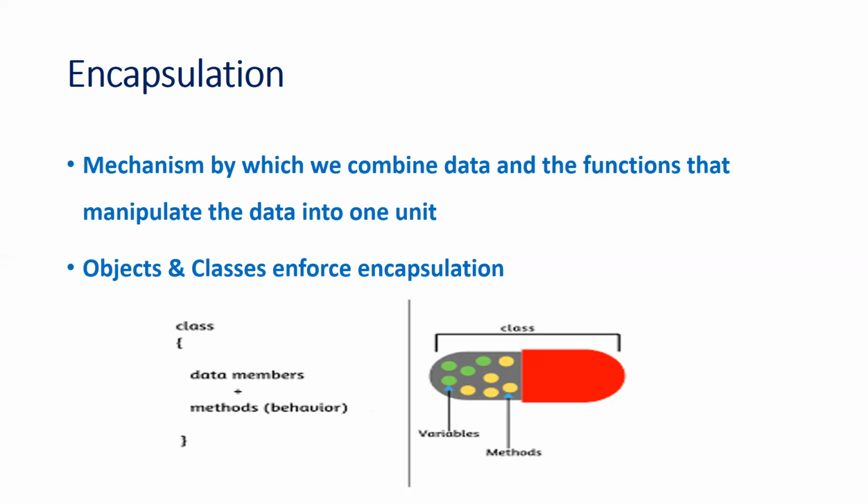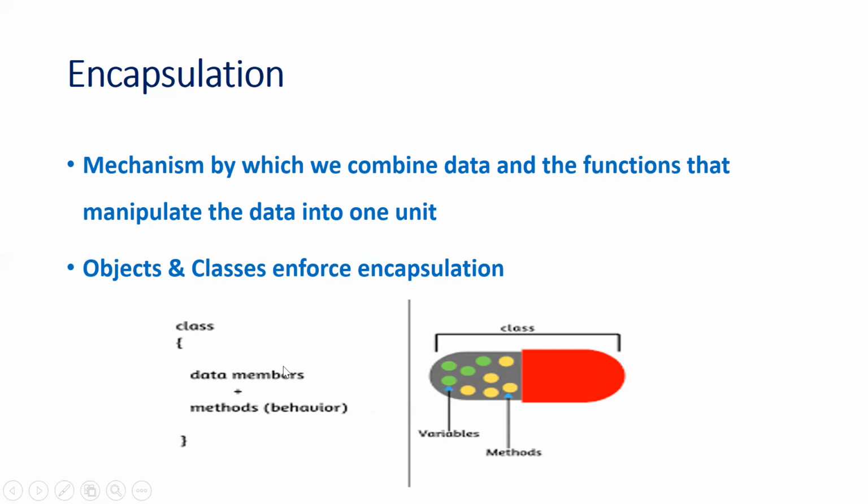We cannot touch those balls, but we can just have the capsule, but cannot touch these balls. So it hides something. Encapsulation is almost data hiding. It is a mechanism by which we combine data and functions that manipulate the data into one unit.